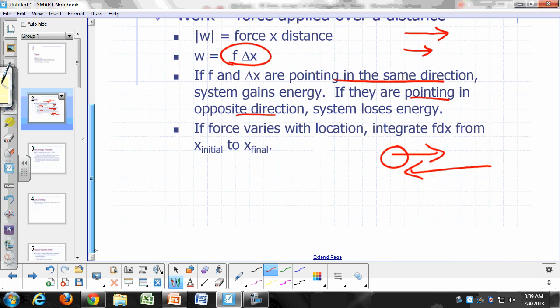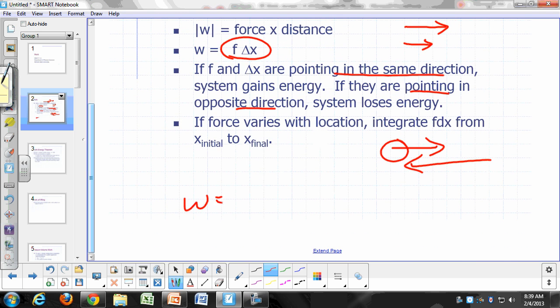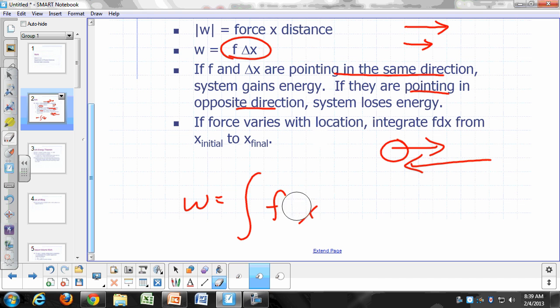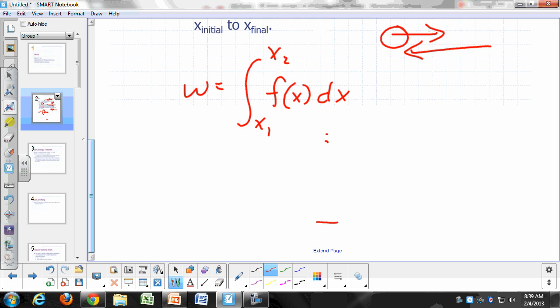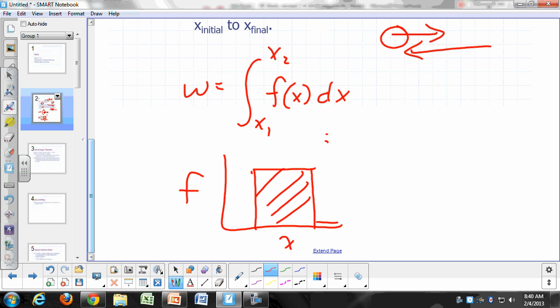Okay. Now, if your force varies with location, then you cannot just multiply force times distance. You're going to have to do an integration. So what would be your integral? Your work would be the integral of F dx. So F will be a function of x, right? So F depends on location, and it's integrated from x1 to x2. Okay? And geometrically, you can interpret it like this. If your force versus distance is constant, the integral is just the area of that rectangle. It's just going to be F times delta x, right?